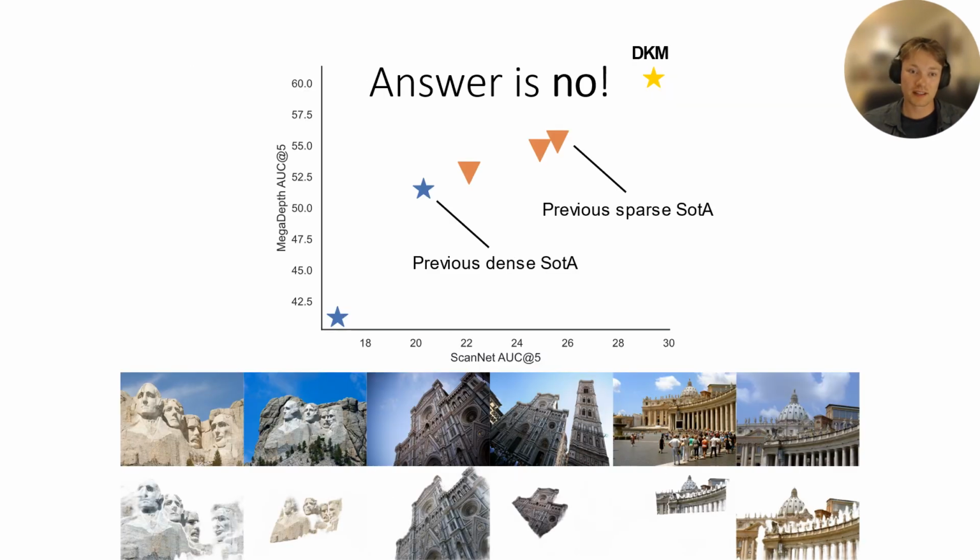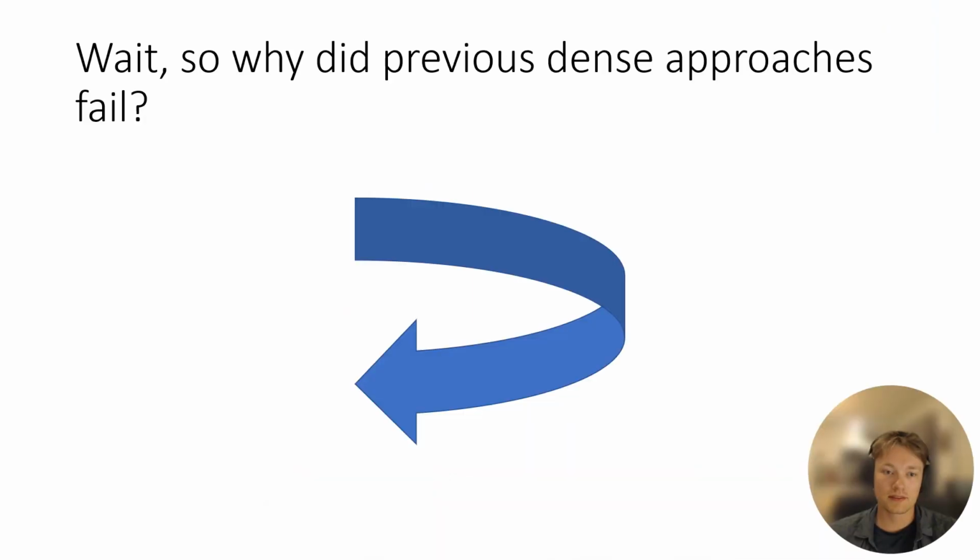Luckily, it turns out the answer is no. Our dense matcher DKM outperforms sparse methods on geometry estimation. In the bottom row, we have visualized a bunch of beautiful warps from our matcher DKM. Stick around for the full presentation to find out how we got these results. Let's first take a step back. What is the reason that previous dense methods underperform at geometry estimation?